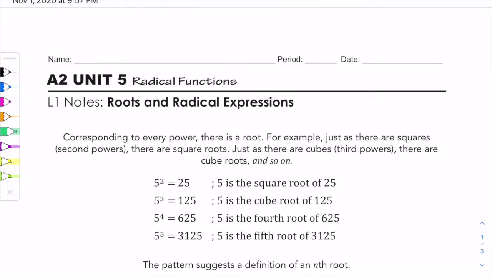Today we're starting Unit 5, and this lesson is on roots and radical expressions. Specifically, this is when we are simplifying square roots, cube roots, fourth roots, whatever the case may be.